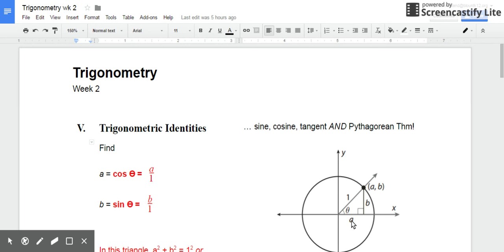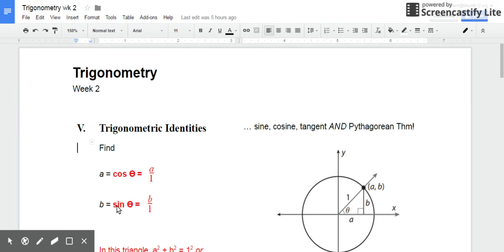So if we find the value of A, this is adjacent over the hypotenuse. So that would be cosine theta. That gives you the value of A because it would be A over 1, this length of the hypotenuse given to you. So cosine of theta would be A.